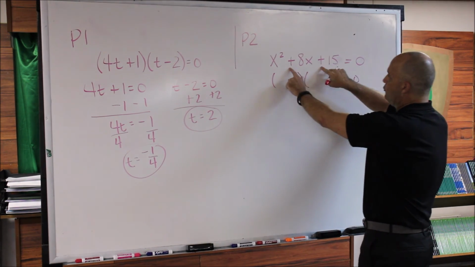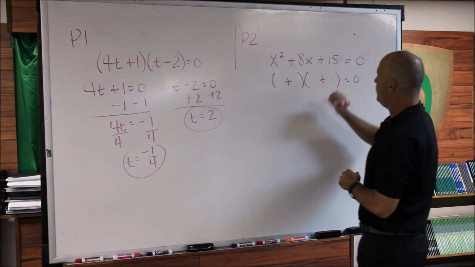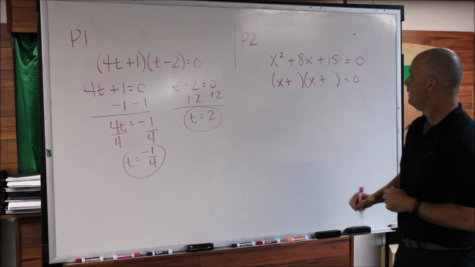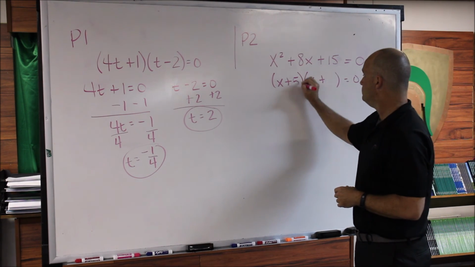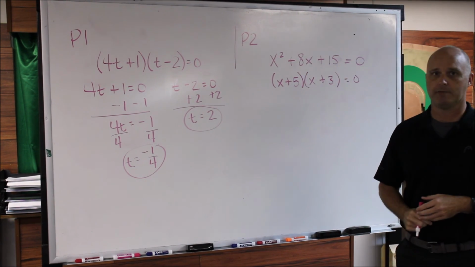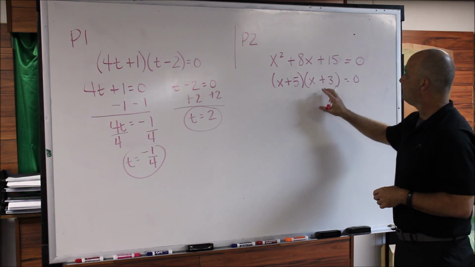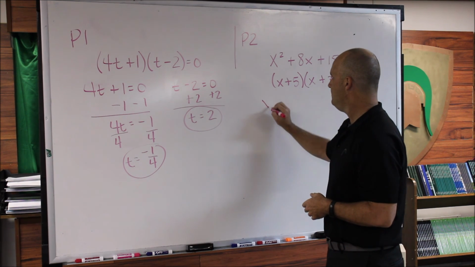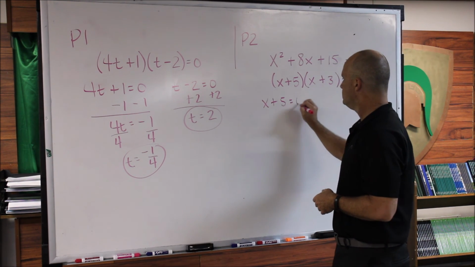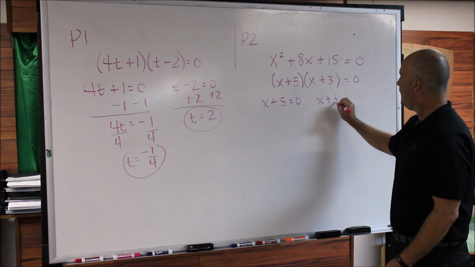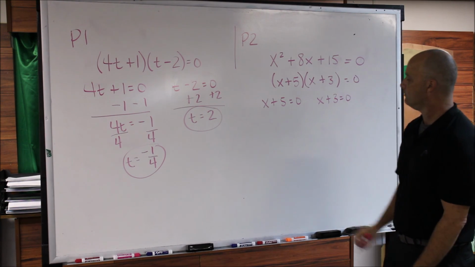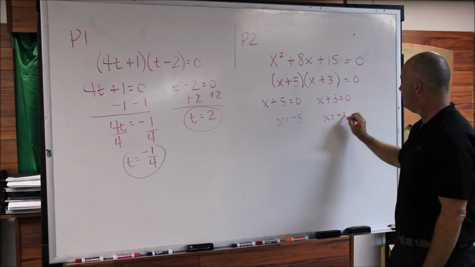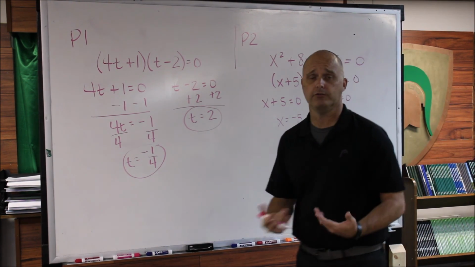So I'm going to do 2 positives, because that's what my equation is telling me. I'm going to put an x there and an x there, and then the 5 and the 3. It doesn't matter where they go, because you're going to get the same result no matter what. So now you've got x plus 5 times x plus 3 equals 0. Apply the zero product property, or just simply set each factor equal to 0. So you get x plus 5 equals 0 and x plus 3 equals 0. This gives you x equals negative 5 and x equals negative 3. And that's going to be the solution to your problem.